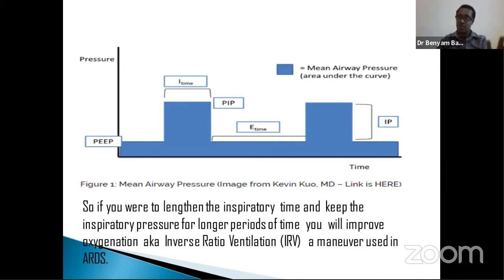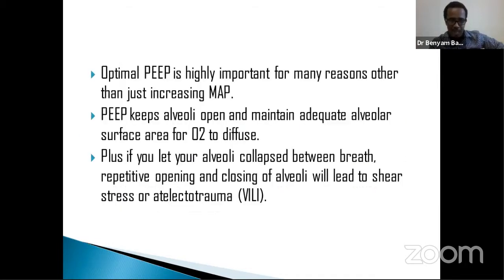So how can you manipulate mean airway pressure? By manipulating the PEEP and by manipulating the inspiratory time, prolonging the inspiratory time so that the pressure will be given for a prolonged time of inspiration. So the mean airway pressure will be increased, increasing the oxygenation. Okay.